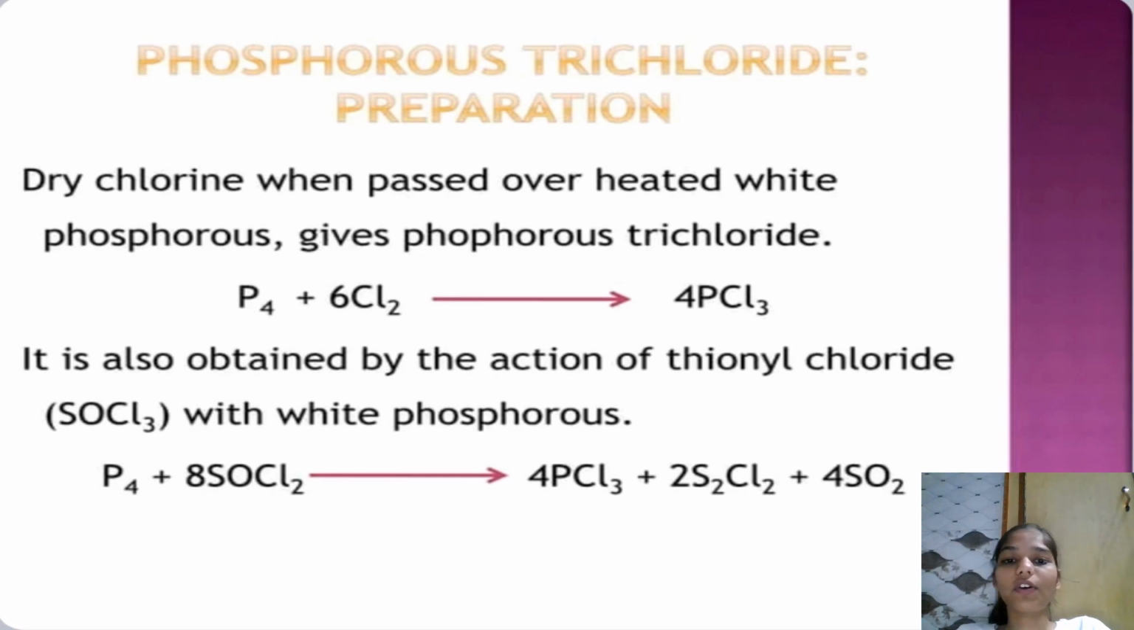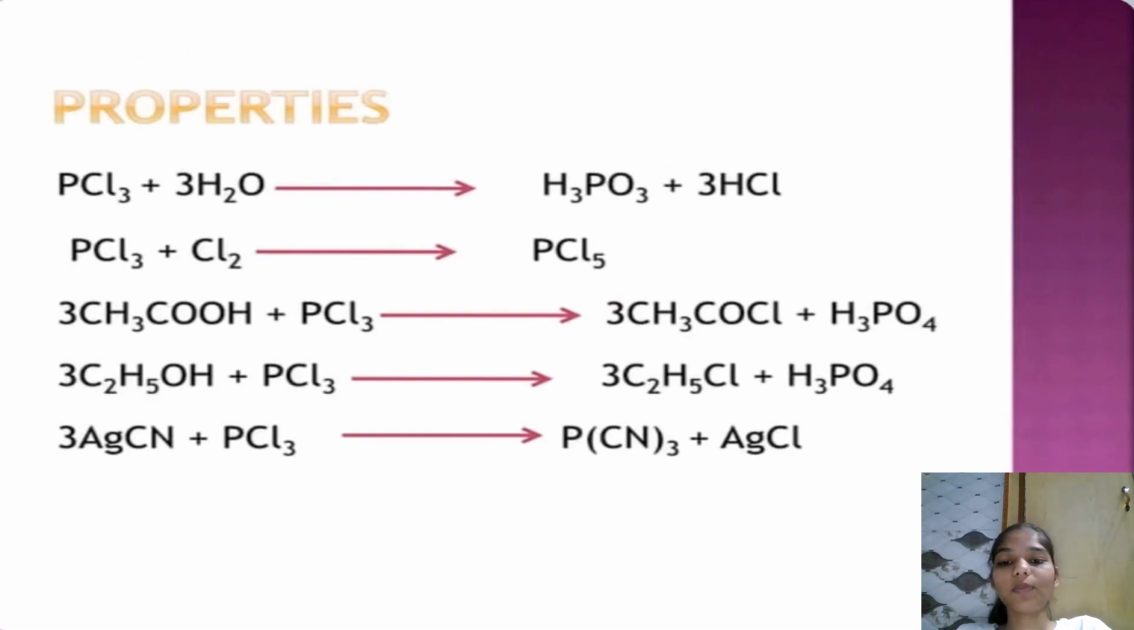Next is phosphorus trichloride preparation. Dry chlorine, when passed over heated white phosphorus, gives phosphorus trichloride. It can also be obtained by the action of thionyl chloride, SOCl2, with white phosphorus. Next are the properties. When phosphorus trichloride reacts with water, we get H3PO3 plus HCl.